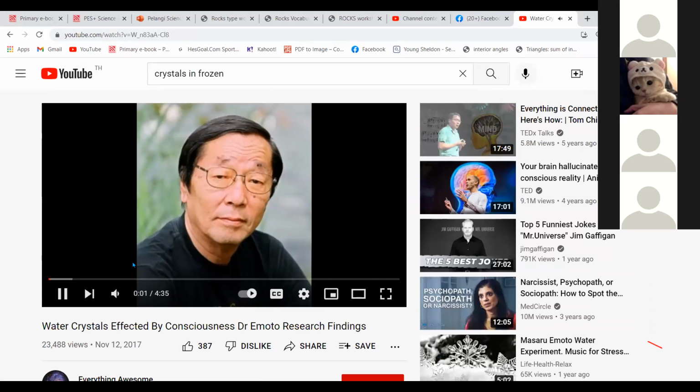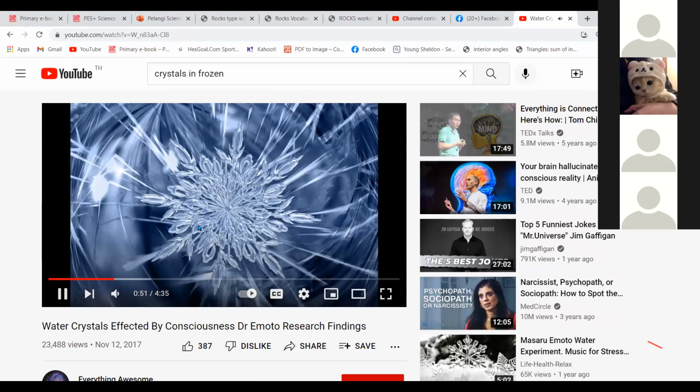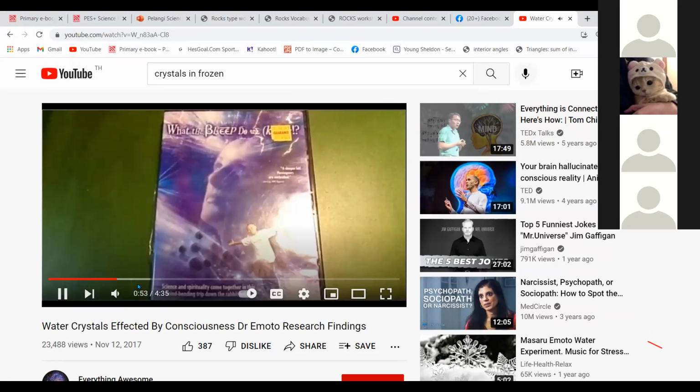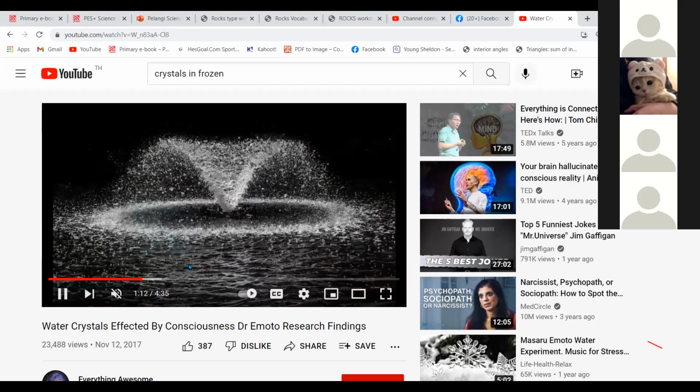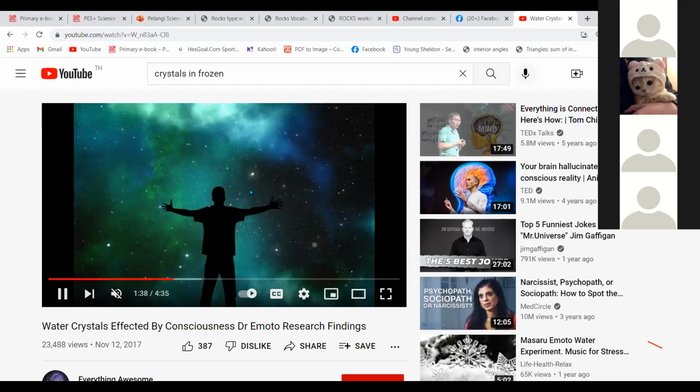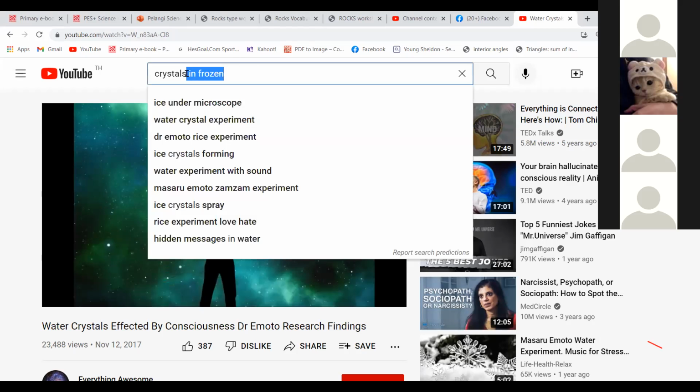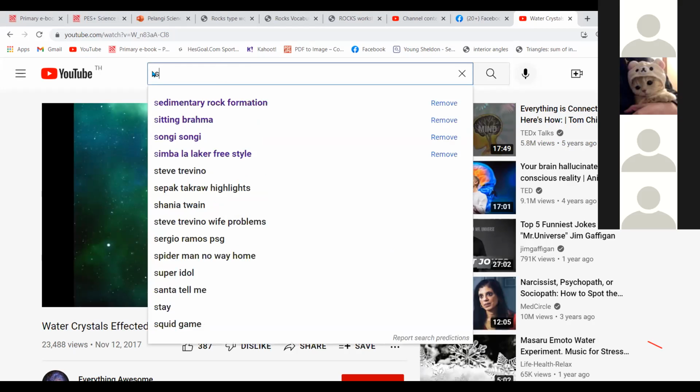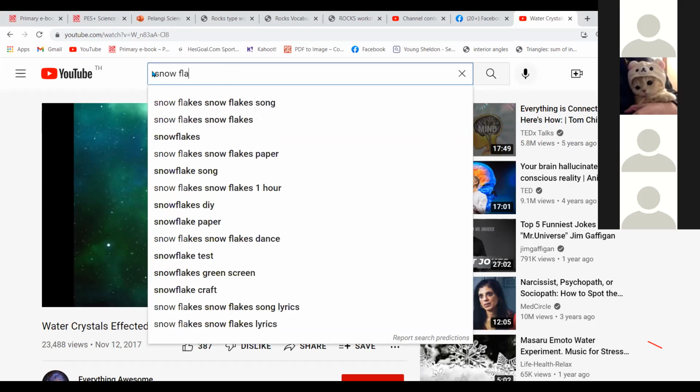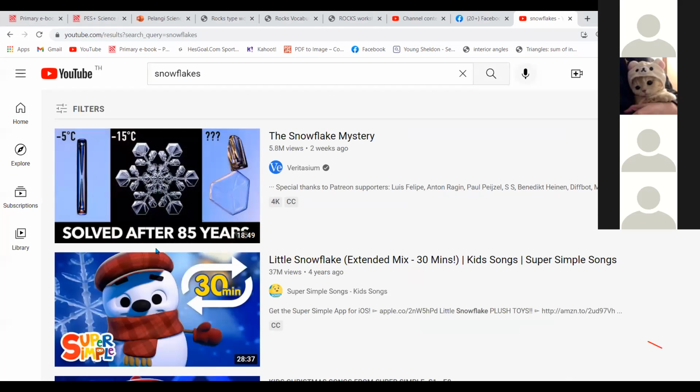You can call it snowflakes. Masaru Emoto, a Japanese researcher. These are crystals. By the way, I don't know if you've seen the film titled What the Bleep. Okay, these are called crystals. Star crystals. Your snowflakes. Let's see snowflakes. Yes, snowflakes are also crystals too.